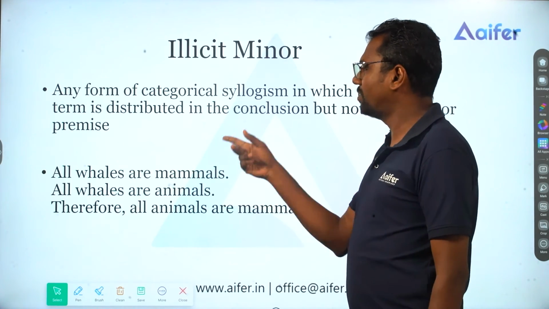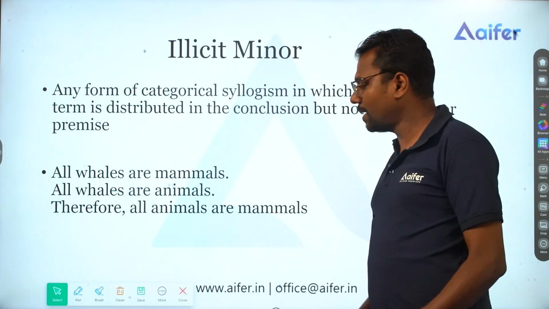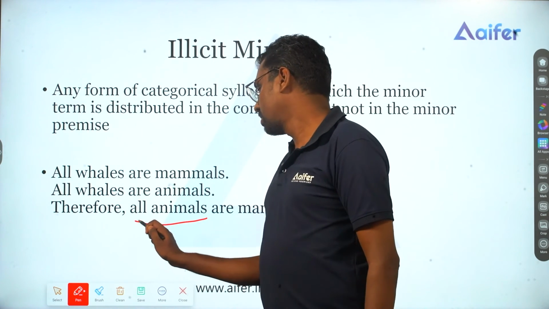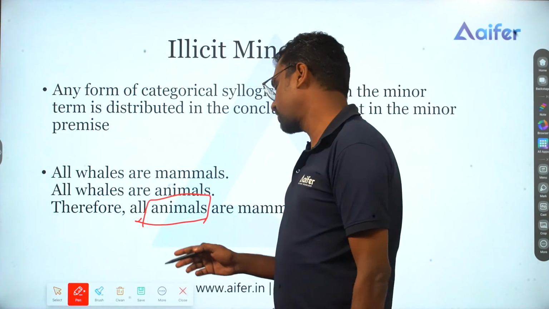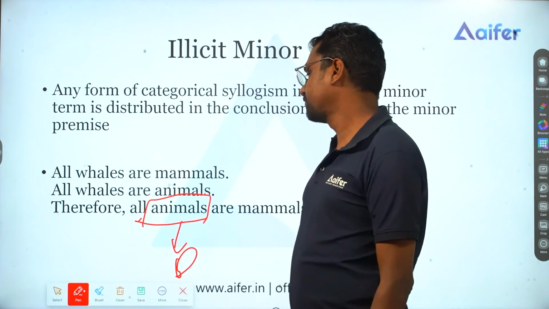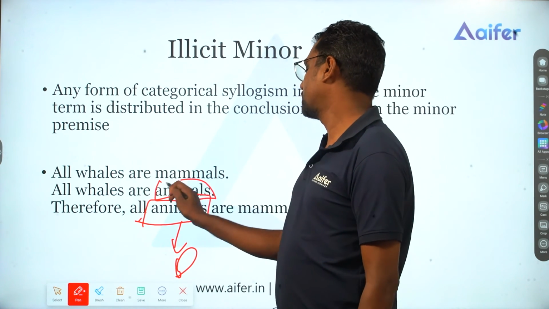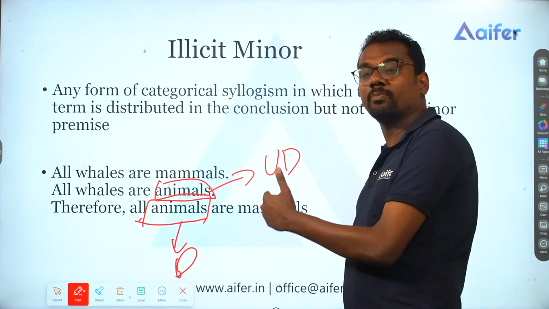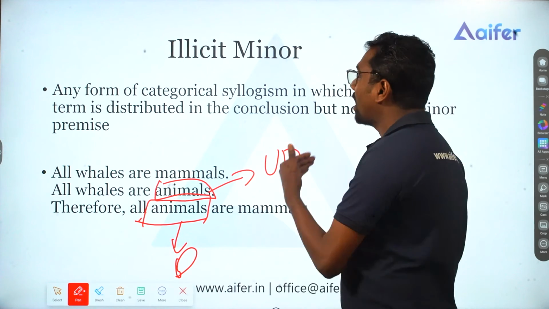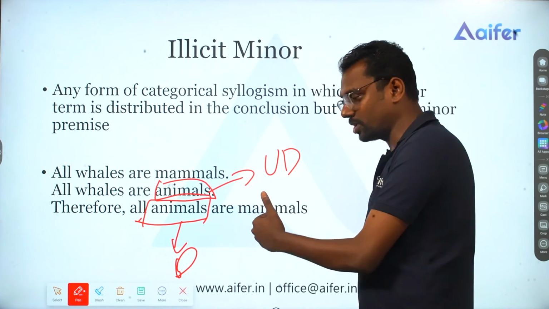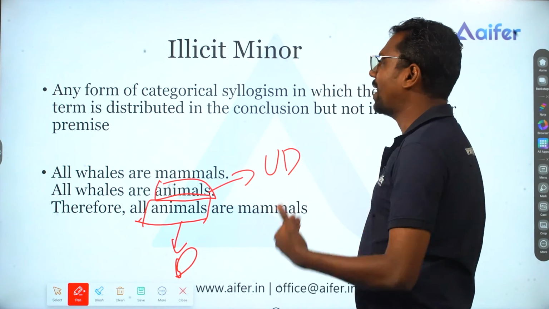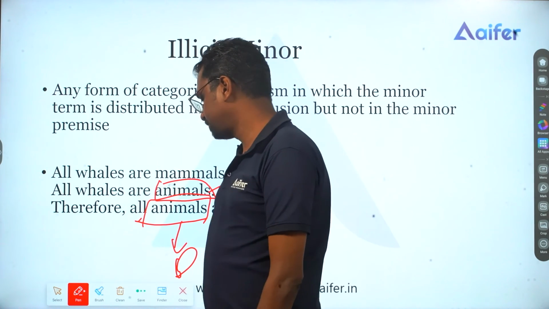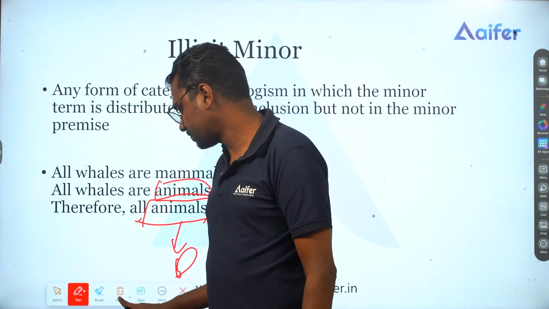We'll look at an example of illicit minor. What happens here? We have all animals are mammals. Here animals, the minor term and the subject of the conclusion, is distributed. In the premise it is undistributed. So when a minor term is distributed in the conclusion and undistributed in the premise, we have the fallacy of illicit minor, same as the last one.